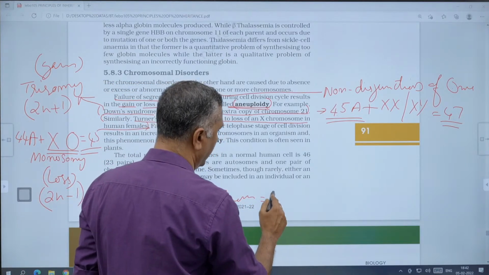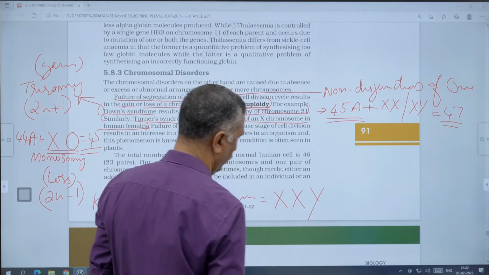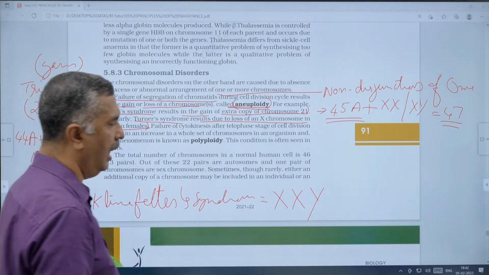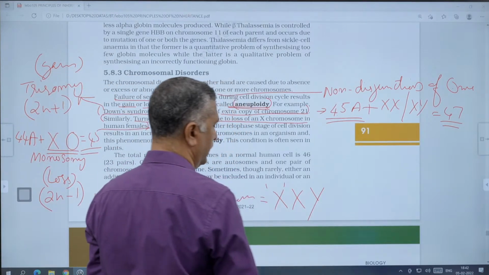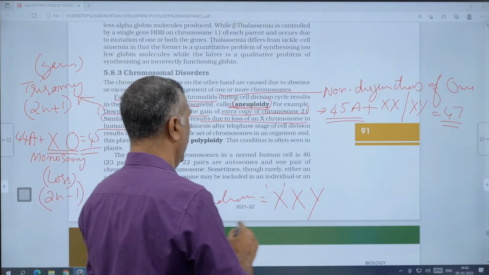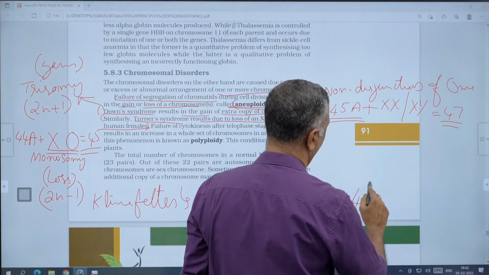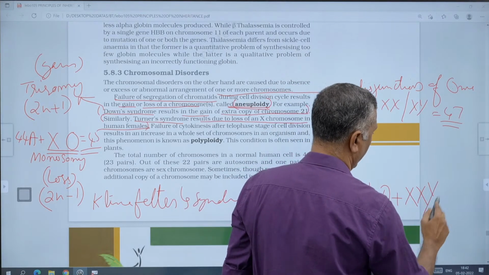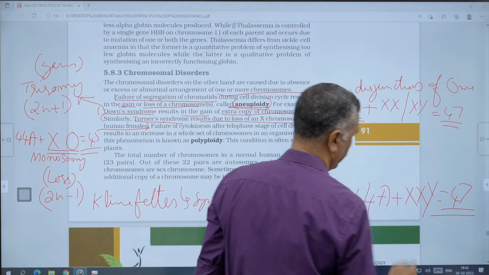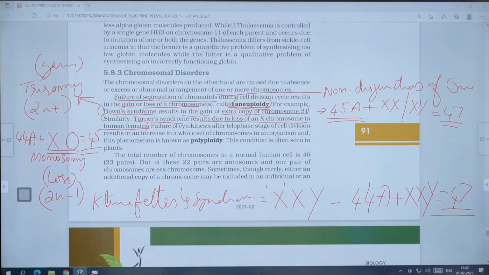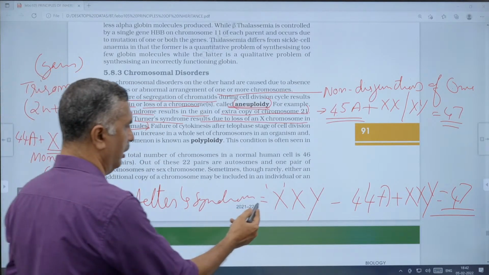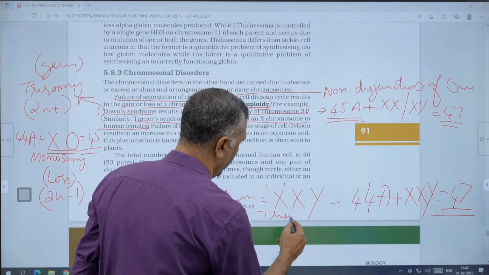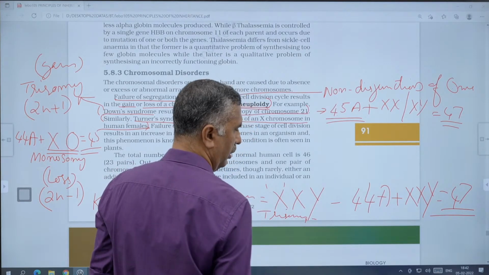There will be an additional X chromosome. In males there will be an additional X chromosome. So in Klinefelter syndrome it is 44A plus XXY. That will be 47. So there will be a gain. It is also trisomy. This is also trisomy, 2n plus 1.